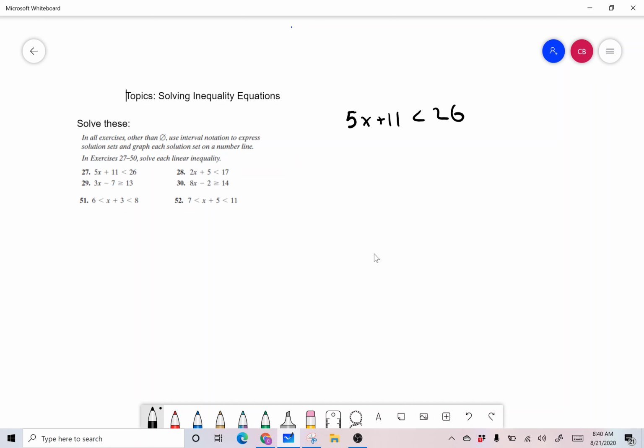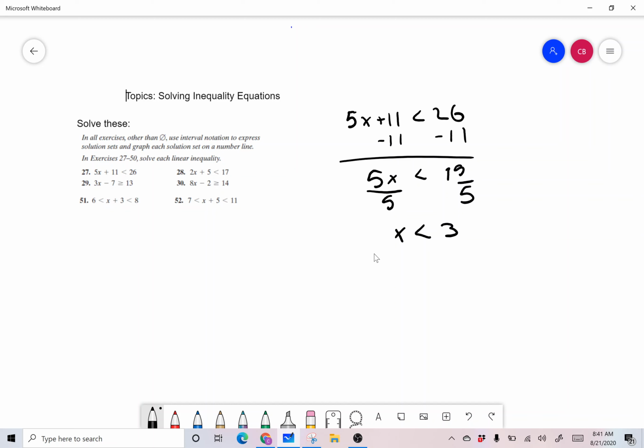We'll solve this just like a regular equation. So we're going to minus 11. 5x is less than 15. We're going to divide by 5. And now we have x is less than 3. Okay, so that's the first thing.